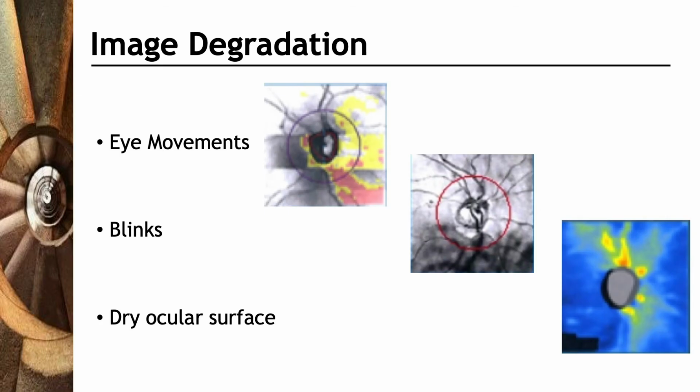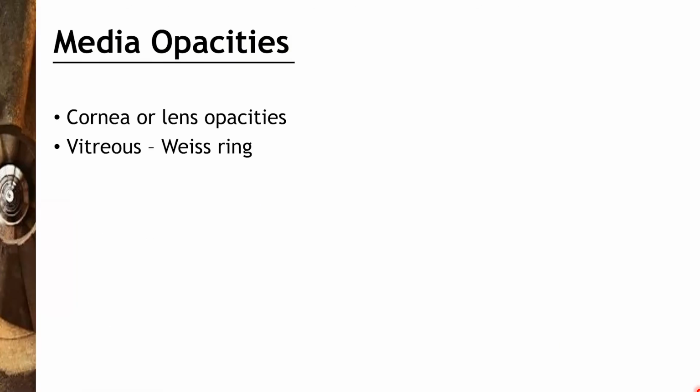The first thing is very simple: if you're not careful and you don't look at the output of the instrument, image degradation can take place for a lot of reasons. And so you're going to have garbage that you're trying to make decisions on. So eye movements, blinks, dry ocular surface can all do this. Mark gave a beautiful example before. Media opacity, in his case a Weiss ring, cornea opacities and lens opacities can also degrade the image.